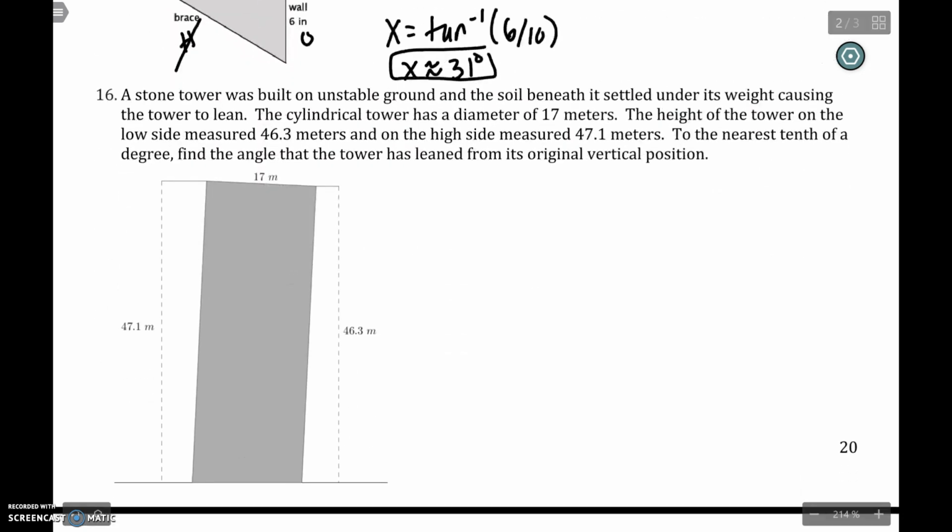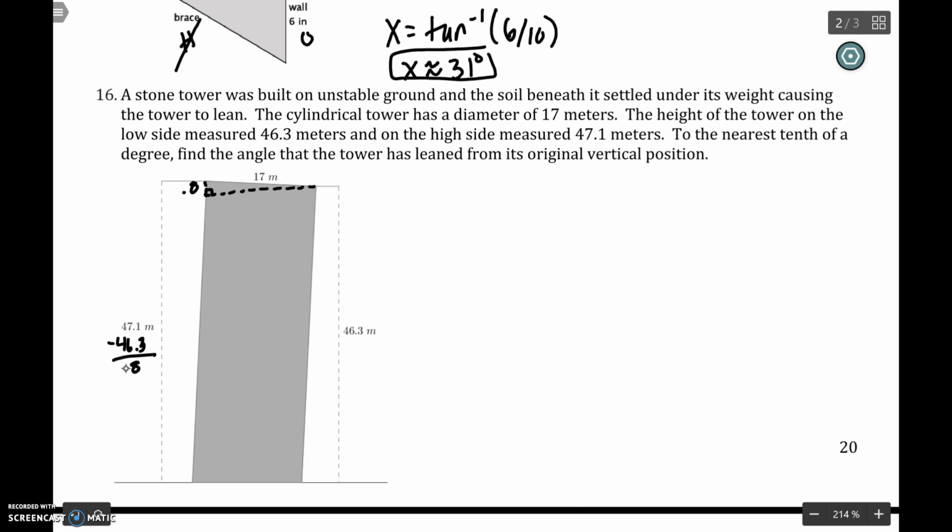Okay, and then 16 is similar. We want to find the angle that this building has leaned. So basically we're creating a little triangle up at the top here. Okay, and finding this height, so the difference between the 47.1 and the 46.3. If you were to subtract that, you would get 0.8. So this side is 0.8. That would be our right angle.